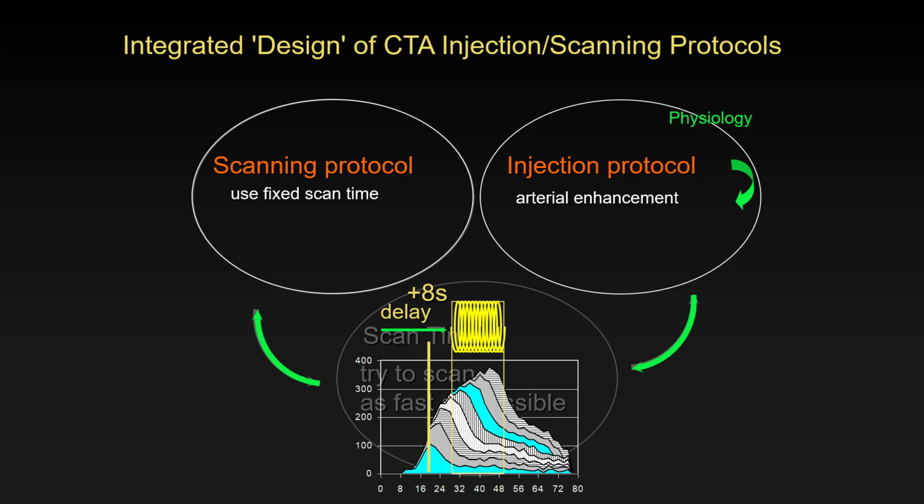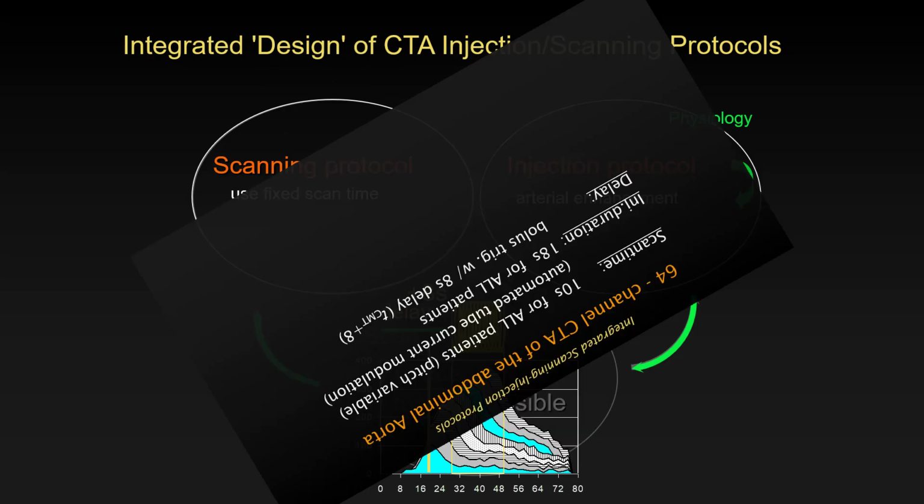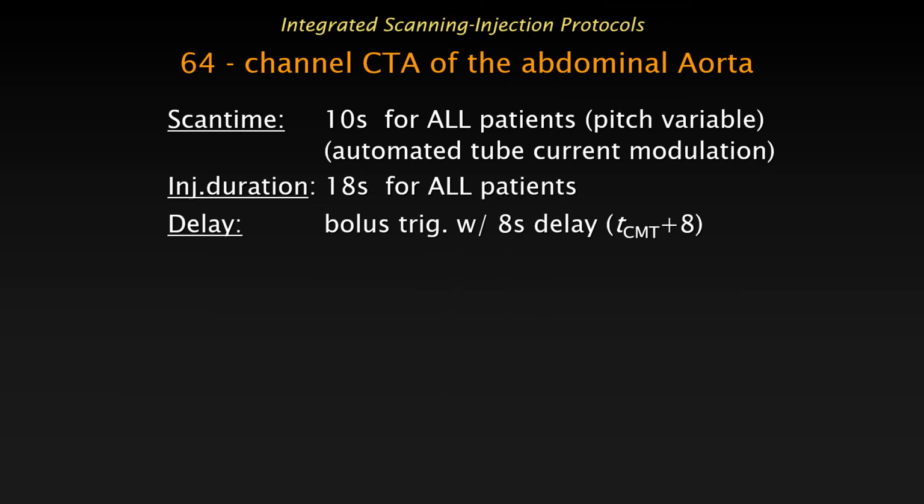So rather than building our protocols based on how fast a scanner can scan our territory, we can just set a fixed scan time. Why don't we just scan every CT angio in 10 seconds? This is a very simple approach, because if everybody has a scan time of 10 seconds, then the pitch will be variable. You use automated tube current modulation to adjust for the radiation dose. And then you can simply combine it with an 18 seconds injection protocol.